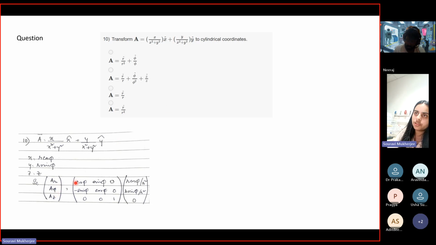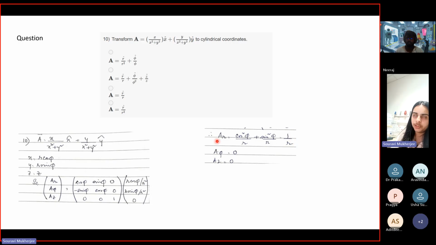In AR, just do the multiplication. Be careful about doing it. Because your r and r, this will get cancelled. So you end up getting this. So 1 by r is your radial component.